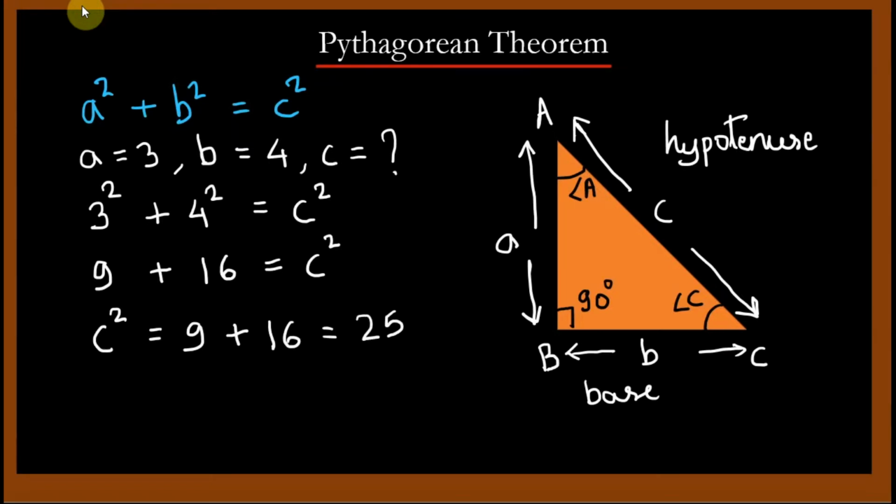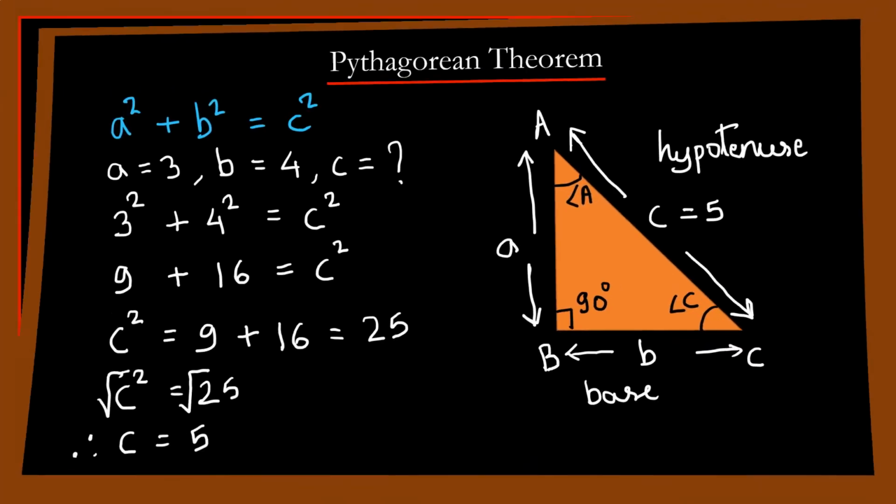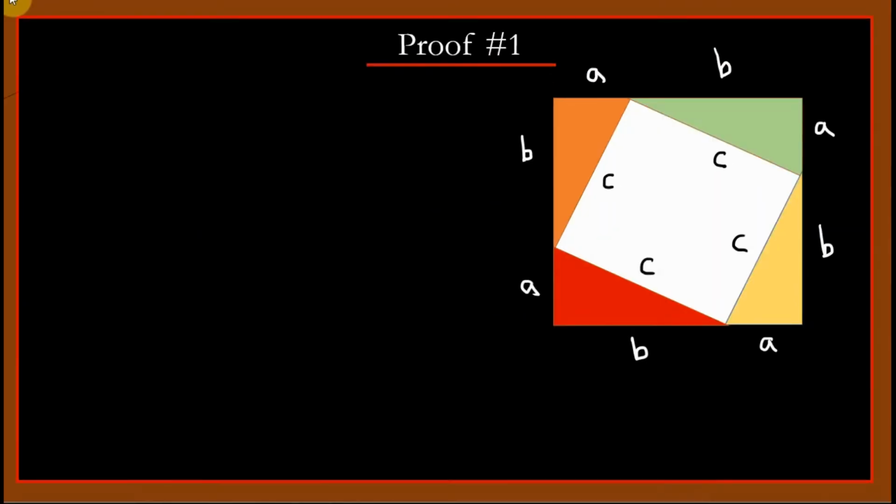Now c square is equal to 25, which means you have to take the square root of both sides. If you take the square root of both sides, you have c equals 5, so the value of c is 5. You can find the value of any side of a right triangle using the Pythagorean formula in the same way. There are many proofs for the Pythagorean theorem.